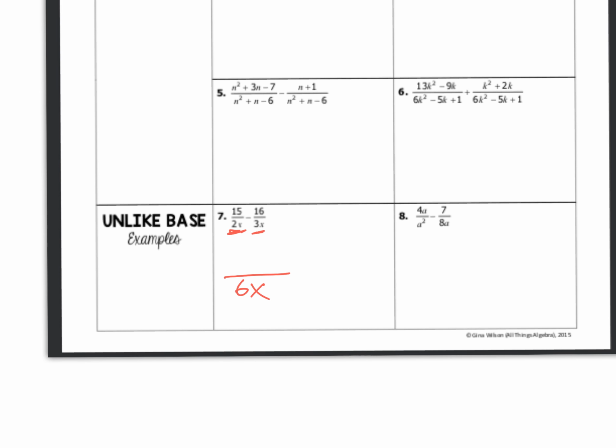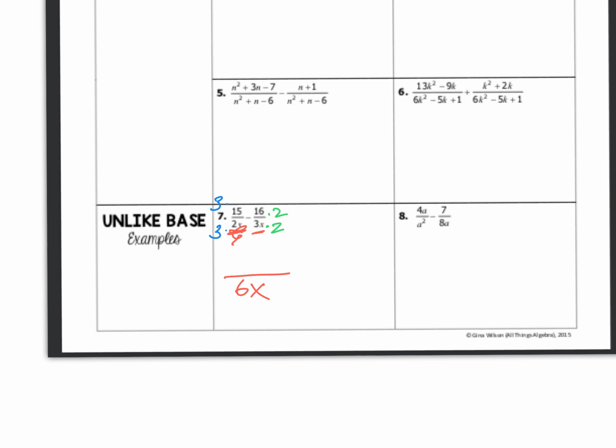And now we have to take into account, what does it take to change 2x to 6x? If you said times 3, then you're correct. Therefore, we have to multiply the denominator by 3 and the numerator by 3. On the other hand, we have to ask ourselves, what does it take to change that 3x to become 6x? And if you said times 2, you'd be correct. But then we gotta multiply the numerator also by 2.